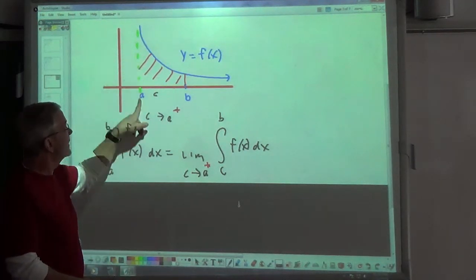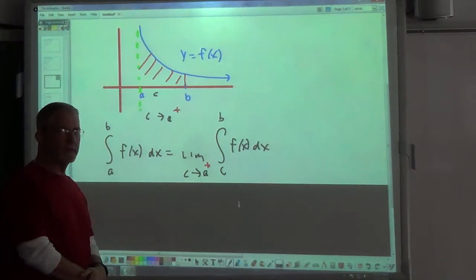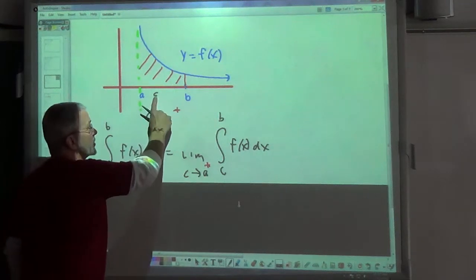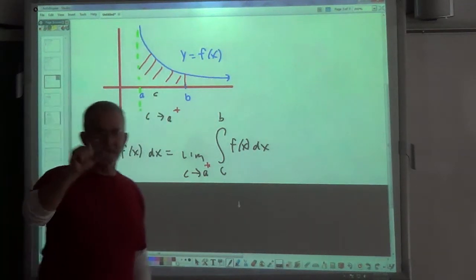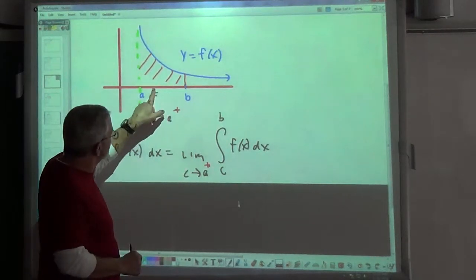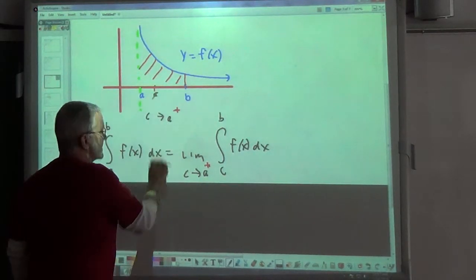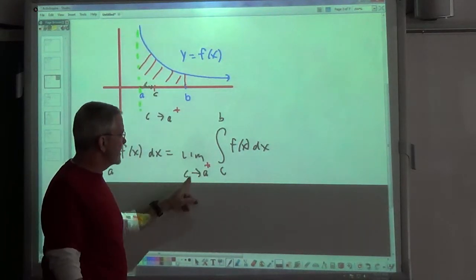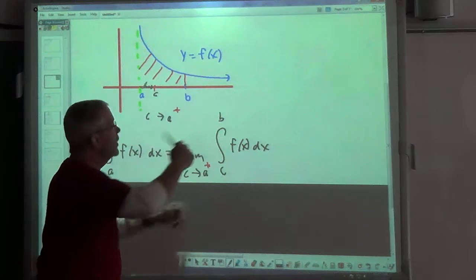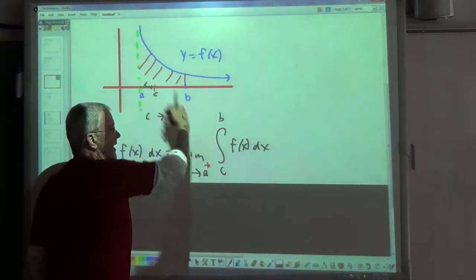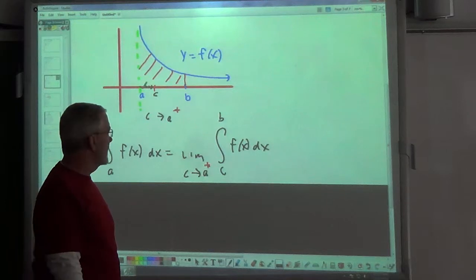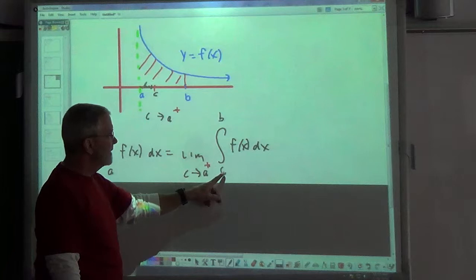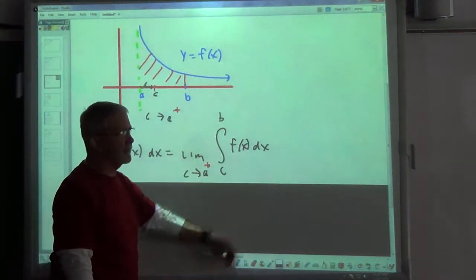a is an infinite discontinuity, some asymptote thing going on. And that's going to equal the limit as c goes to a from the right. What you're going to do is choose an arbitrary c, a constant, just to the right of a, and keep getting closer and closer to a. That is, you're going to take the limit as c approaches a from the right. Therefore, this improper integral is going to be the limit as c approaches a from the right of the integral from c to b of f of x dx.